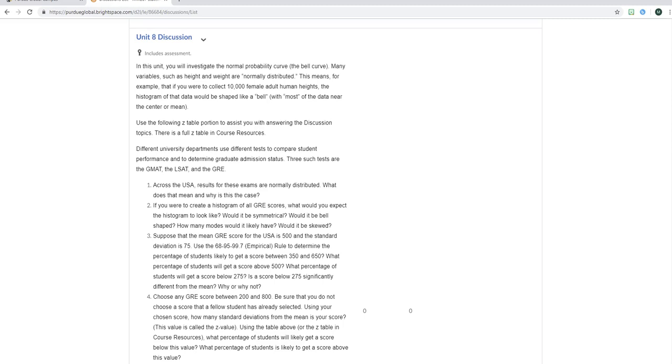Hey class, in the Unit 8 discussion this week, you'll notice on the screen here that there are 4 parts to it. And part 1 is just mainly asking you to express your understanding of what we mean by normally distributed. So that's just a written response.